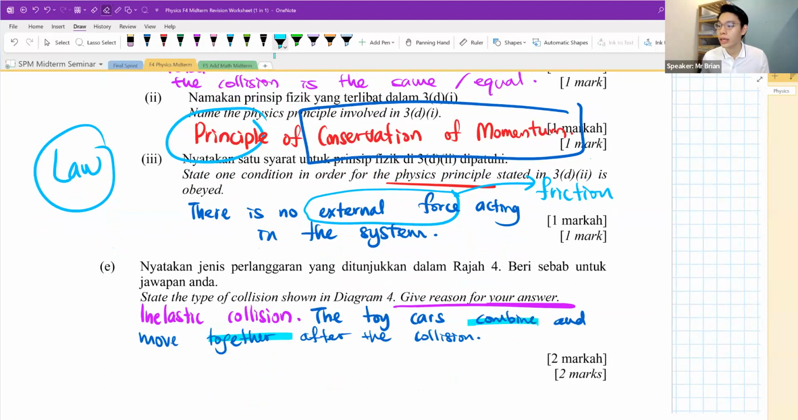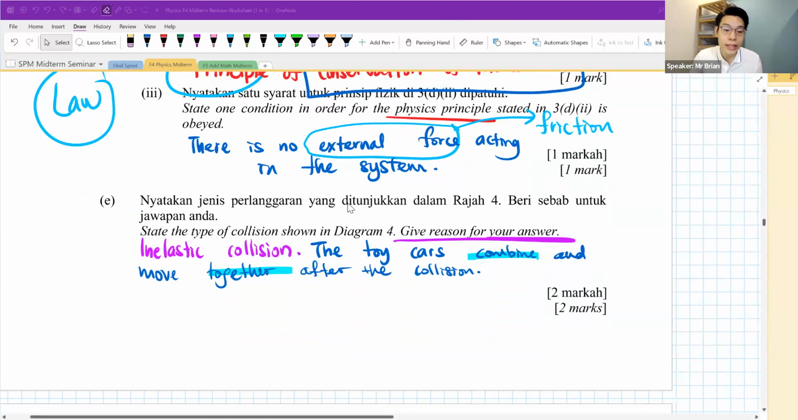Okay, together, they combine. Or some people want to write it in a fancier way. The more fancy way of saying it would be, they are going to have a constant velocity or a common velocity after the collision. Also can, right? If you understand that, can, or else you stick to the simple way. You just say that they will stick together. Stick together also can. Okay, if I see the word together, or I know that you understand they will combine together, then can already. Okay, can. We move on to the next one.